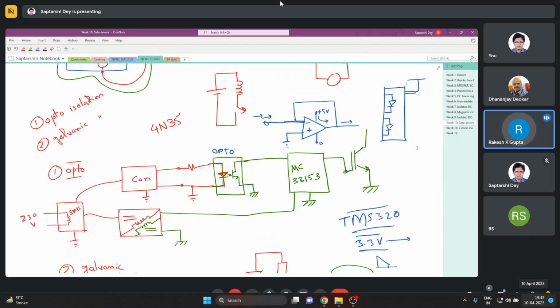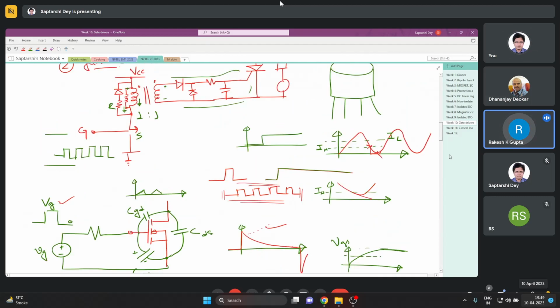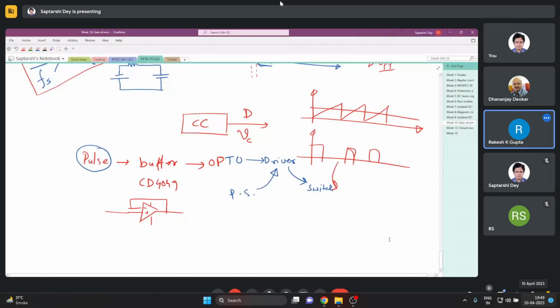In your closed loop, some PWM technique you have utilized. There, what will be the switching frequency? It is a sawtooth or? Whatever switching frequency you need in your power circuit, the sawtooth should also have the same frequency. So switching frequency means sawtooth frequency. Yes.